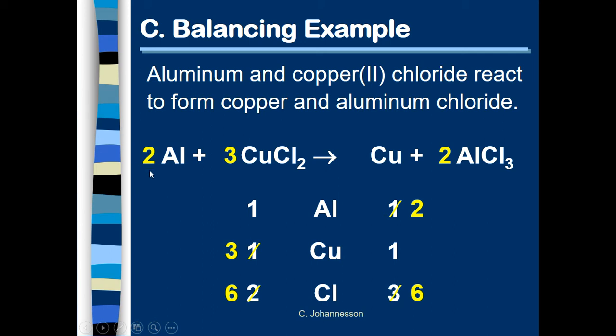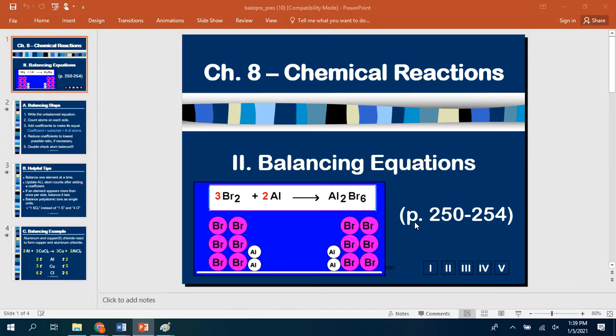So we put a 2 there, and look, that equals these. So there's a 2 over here, now there's a 2 there, okay? And then 3, right? Put a 3 right here, and it makes that 3. It doesn't affect anything else, and now everything's equal, okay? I've got 2 aluminums, 3 copper, 3 copper, 6 chlorines, and 6 chlorines, okay? All right, so that's one way to do it.